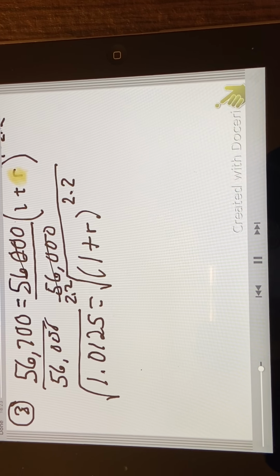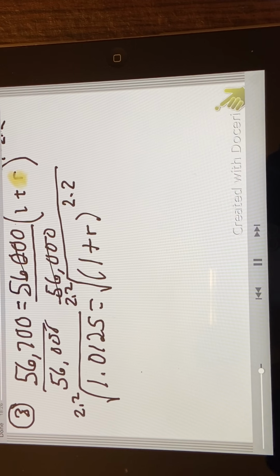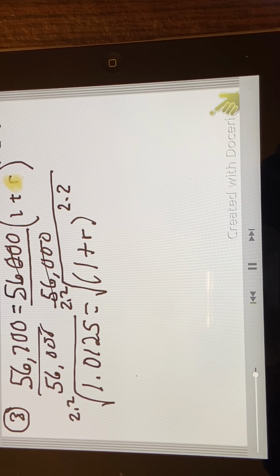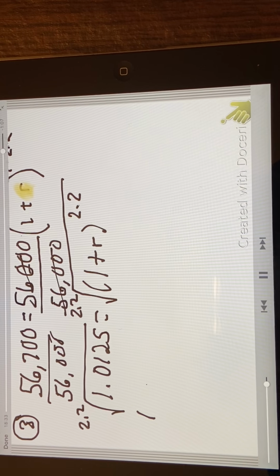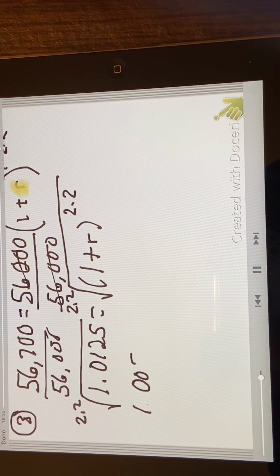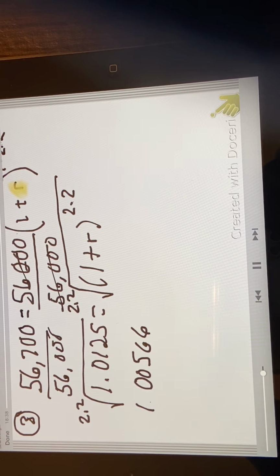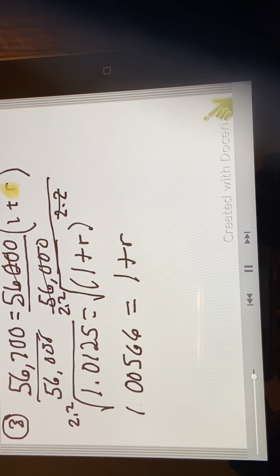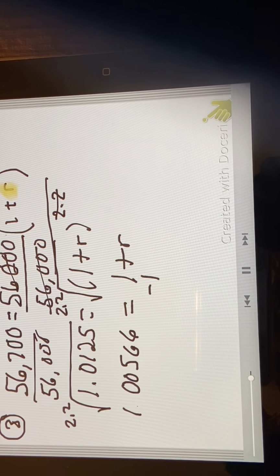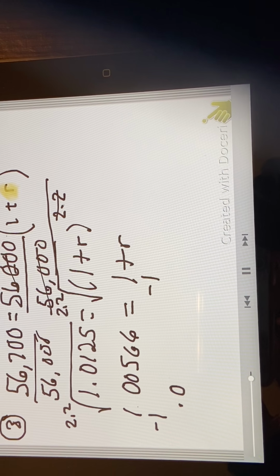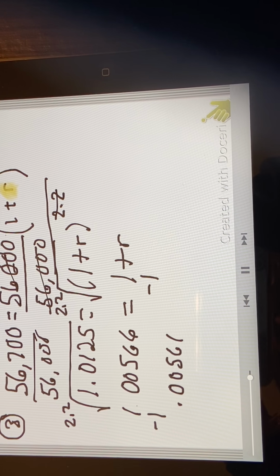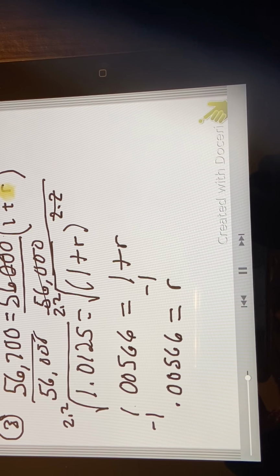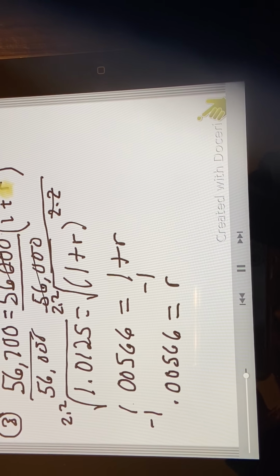And yes, you can do that in your calculator, 2.2. Just like you take the cube root, all right? So when you take the 2.2 root of this value here, I get 1.000566 equals, and then that just drops 1 plus R. I'm going to subtract 1, and I get 0.00566 as my R. Well, the question says, what's the annual rate?